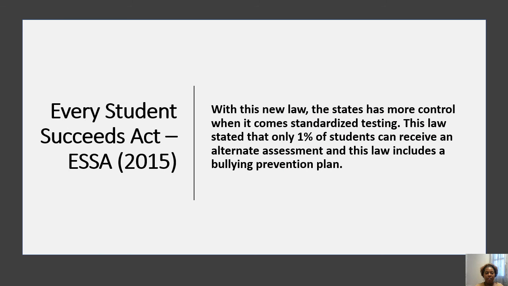Every Student Succeeds Act, ESSA, 2015. With the new law, states have more control when it comes to standardized testing. This law states that 1% of students could receive an alternate assessment, and this law includes bullying prevention plans.